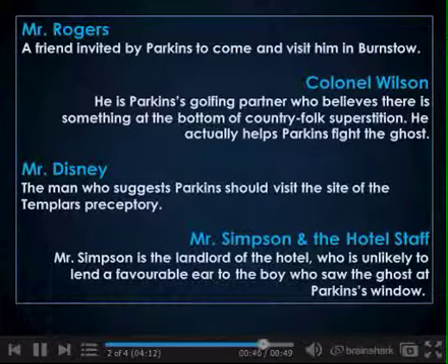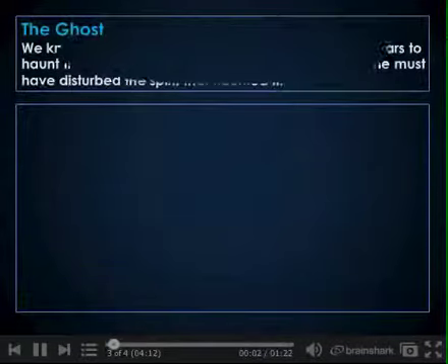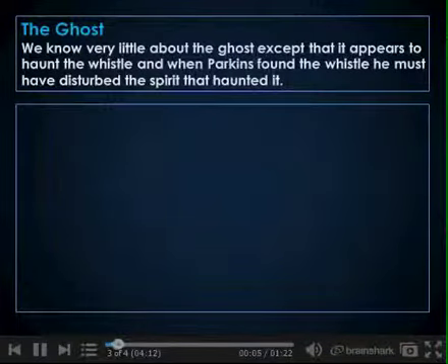Mr. Simpson and the hotel staff also appear. Mr. Simpson is the landlord of the hotel, who is unlikely to lend a favorable ear to the boy who saw the ghost at Parkins's window. And naturally, the antagonist is the ghost. We know very little about the ghost, except that it appears to haunt the whistle, and when Parkins found the whistle, he must have disturbed the spirit that haunted it.